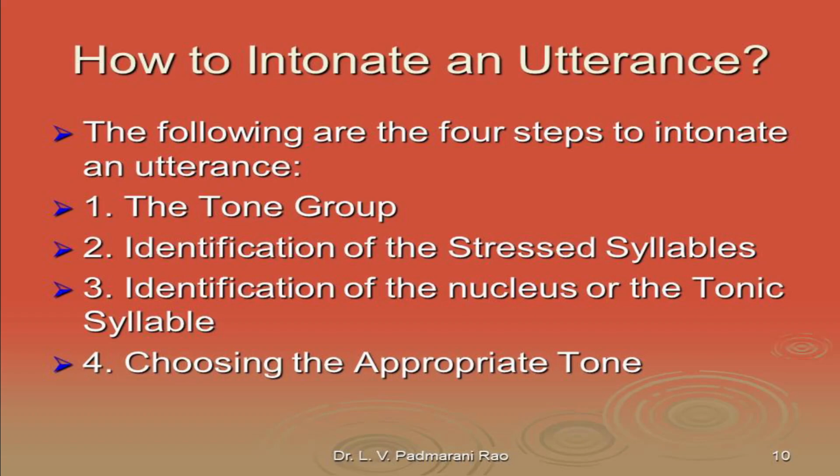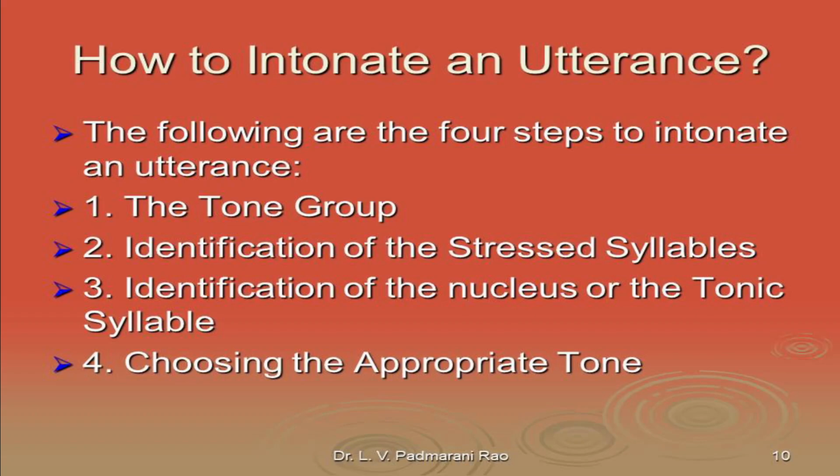Now, the nucleus can be any accented syllable within the tone group. If the tone group has more than one accented syllable, it could be any one of them depending upon the meaning that we want to communicate. But if the nucleus is in the middle of a tone group and we have accented syllables after it within the same tone group, they receive the secondary accent, which is indicated by a small apostrophe below and before the word.